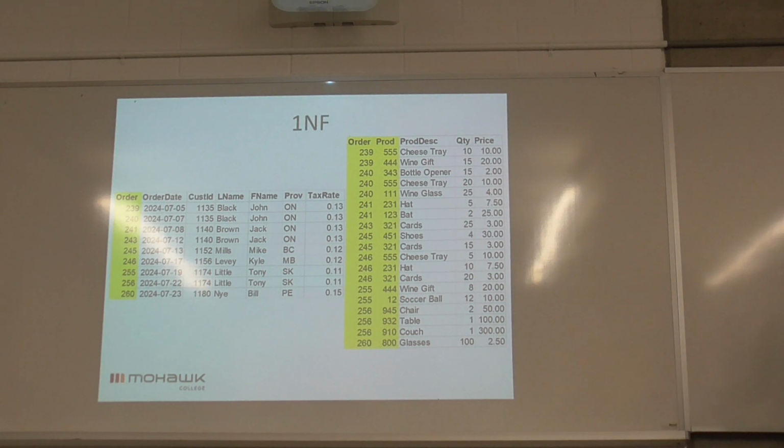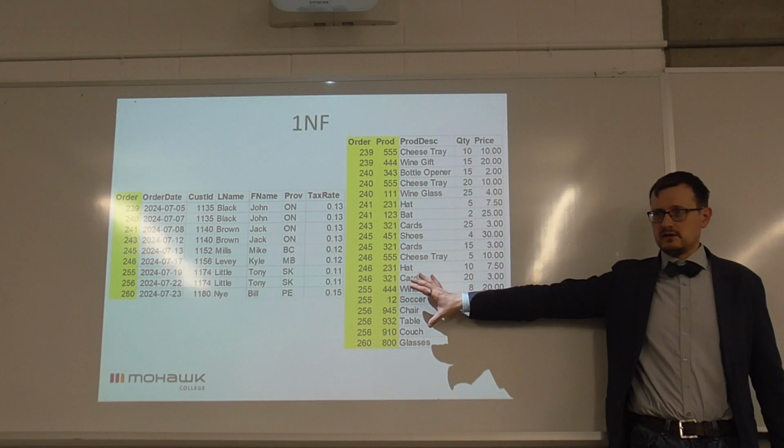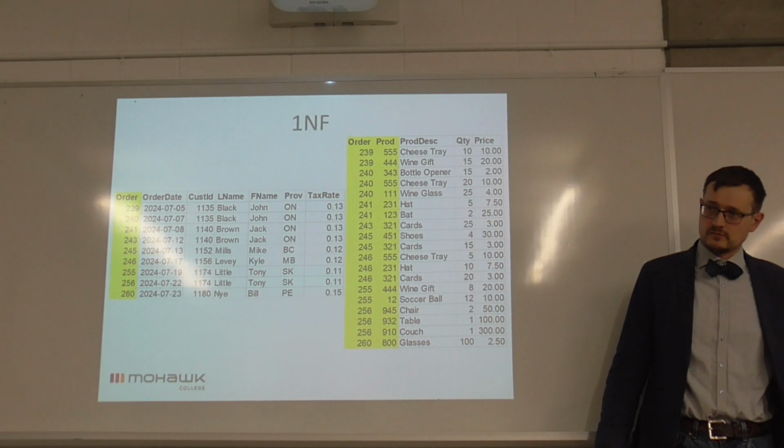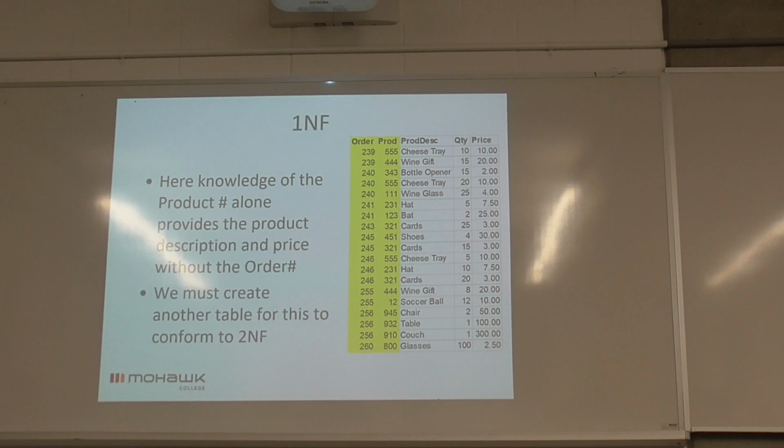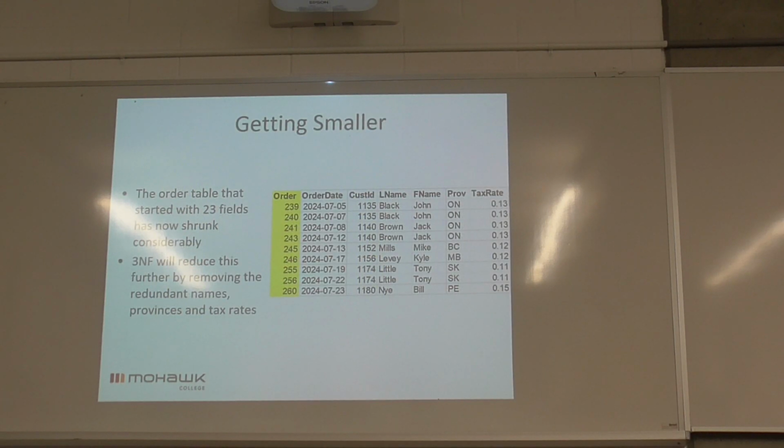So the first is an attack on columns. The second is an attack on rows, or records. Rows or records, columns or attributes. So the order table that started with 23 fields has now shrunk considerably. Third normal form will reduce this further by removing the redundant names, provinces, and tax rates.